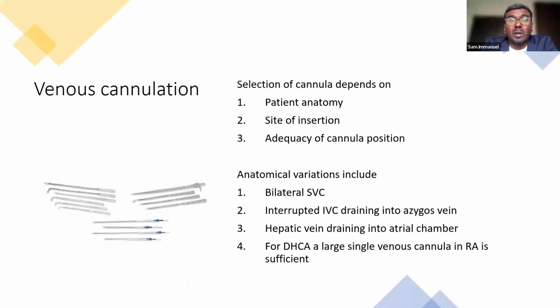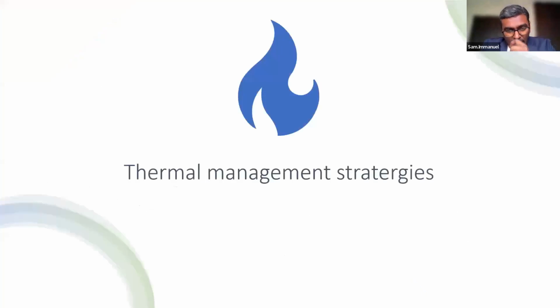Also, the most important thing for a perfusionist is venous drainage. I can see that routine SVC, IVC cannulation has developed, and even interrupted IVC, where there will be an azygos flow that also needs to be taken care of. And for deep hypothermic circulatory arrest, if the cannulation is really tough, use a single RA cannula, cool down the patient, and then proceed with the surgery. All those updates are available, and the selection of cannulas is important and updated to the current level.